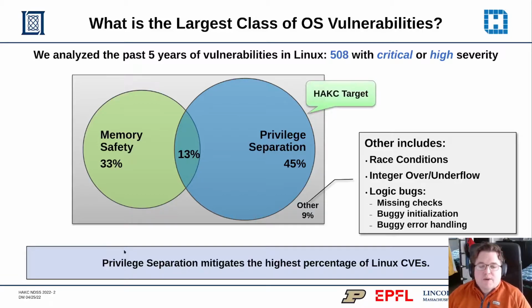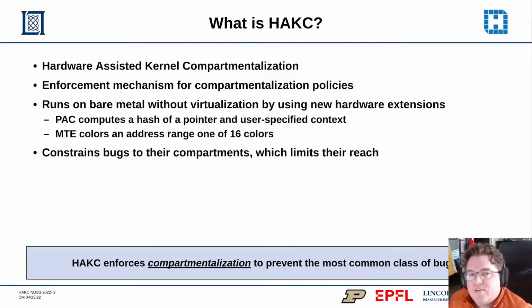Given its larger impact, we therefore opted to tackle the privilege separation problem, and the design we came up with is the HAKC system. HAKC, which stands for Hardware-Assisted Kernel Compartmentalization, is an enforcement mechanism for any arbitrary compartmentalization policy. HAKC runs on bare metal without the need for any virtualization or security monitoring layer.